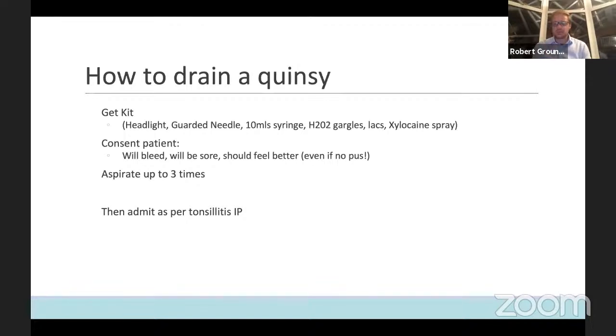In the past, people used to do big stab incisions with a scalpel, and some people still do that. There was a paper that said about aspiration versus incisions with a scalpel, and it wasn't brilliantly conducted, but it didn't show a huge difference between the two groups. So most places we tend to just aspirate with a needle. And then obviously these patients have a nasty tonsillitis that's driven all of this, so we would tend to admit them as per a tonsillitis as well.